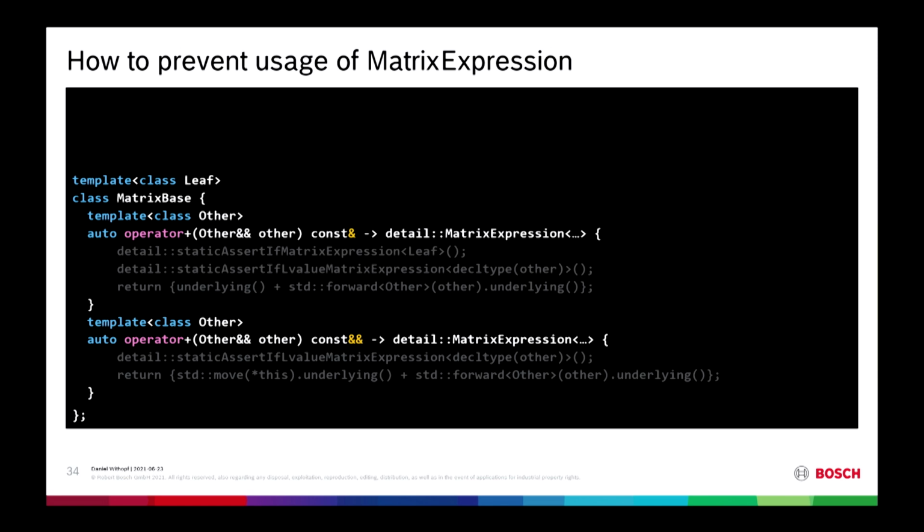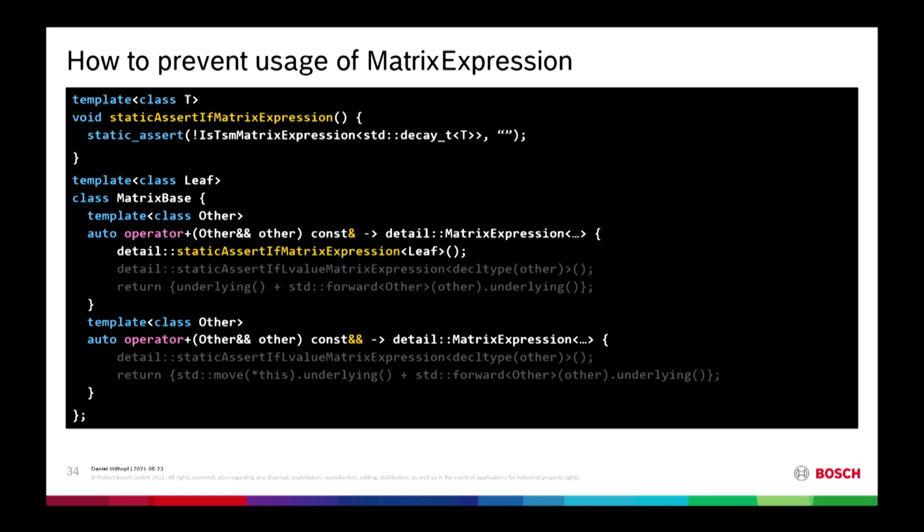Why a constant R value reference? Because it's not the plus equals operator, it's the addition that returns a new vector that adds the two, so we're not modifying the argument, the class in which we're operating. Yeah, the first one is the L value reference.